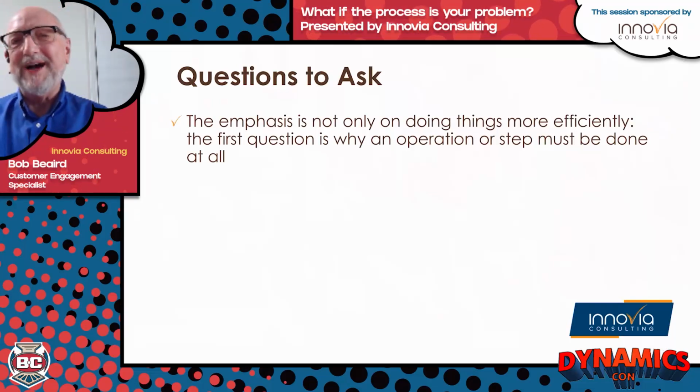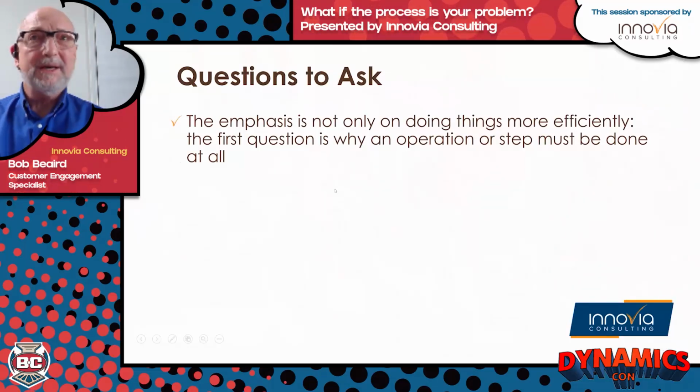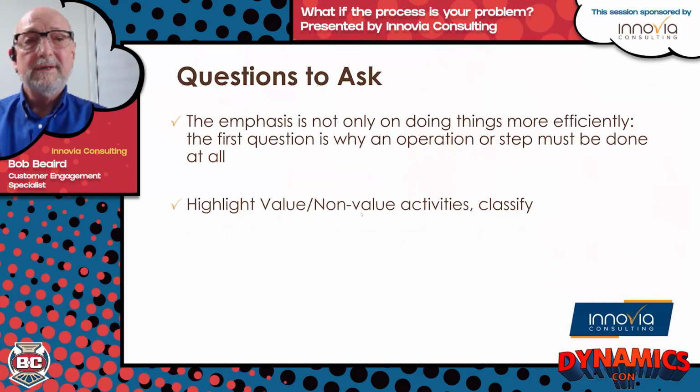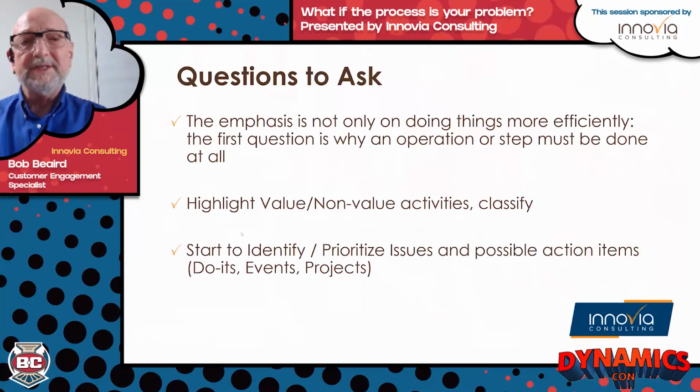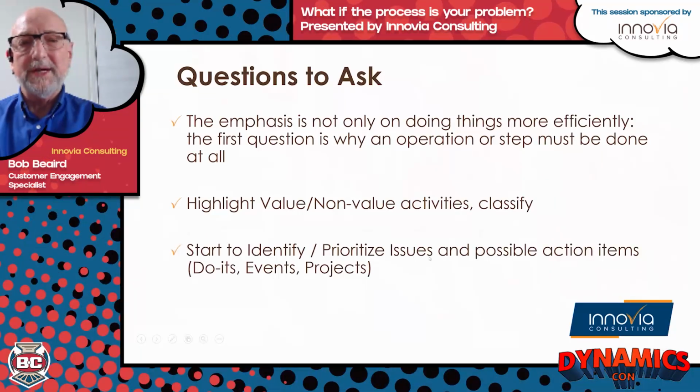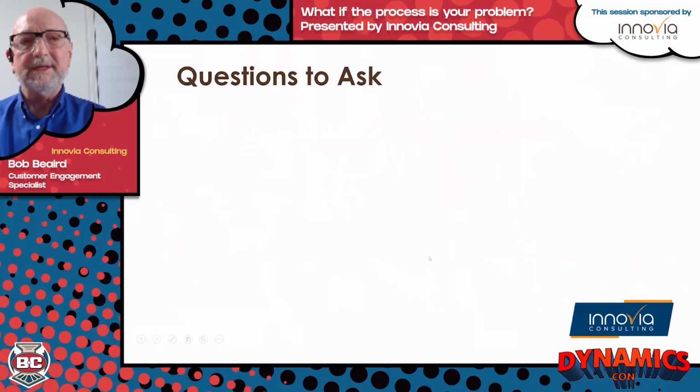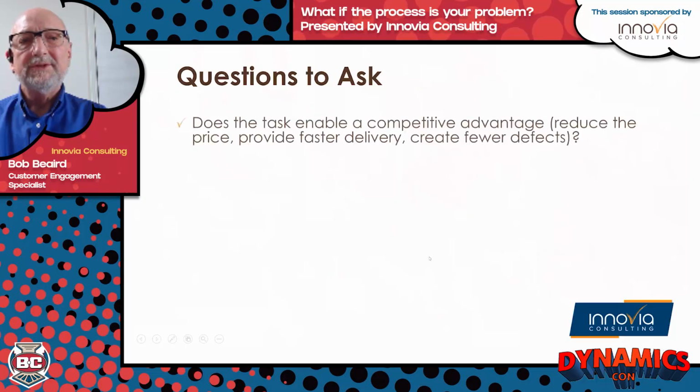But you will find other examples, and we have found other examples where people are doing a step. Sometimes it's like auditing orders to an extent that's not really required. So highlight non-value added activities, classify them, and start to identify and prioritize the issues and possible action items. We'll talk more about that later. Here are some other questions to ask.